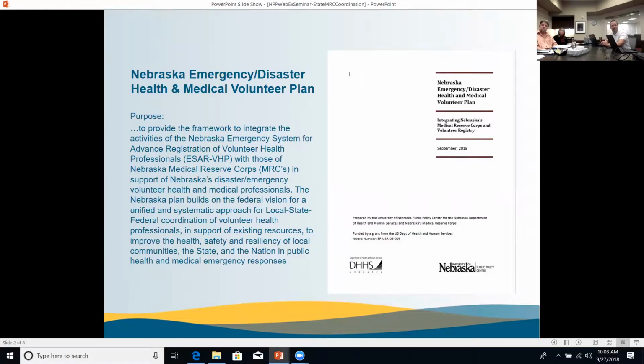The Nebraska plan builds on the federal vision for the unified and systematic approach for state, local, and federal coordination of volunteer health professionals in support of existing resources to improve the health, safety, and resiliency of local communities, the state, and the nation in health and medical emergency responses.